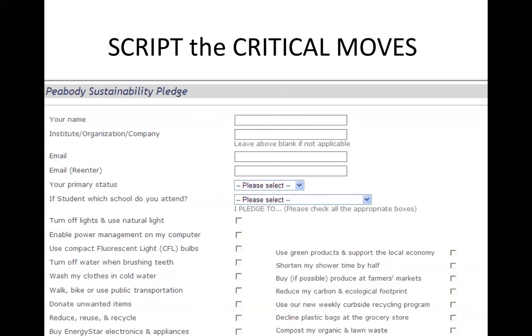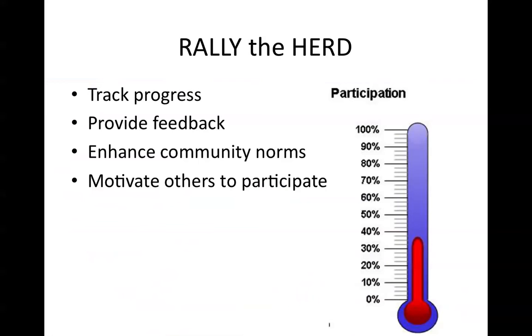To encourage sustainable practices, the City of Peabody has created a pledge which provides clear direction for specific behaviors that the residents would need to follow. Behavior is contagious. To increase the likelihood of adoption and to rally the herd, a public participation thermometer to track the pledge rate has been proposed. This mechanism will motivate others and prompt action by peers.